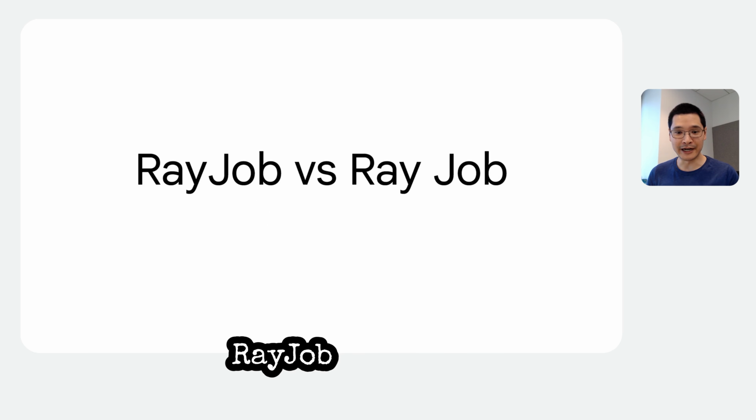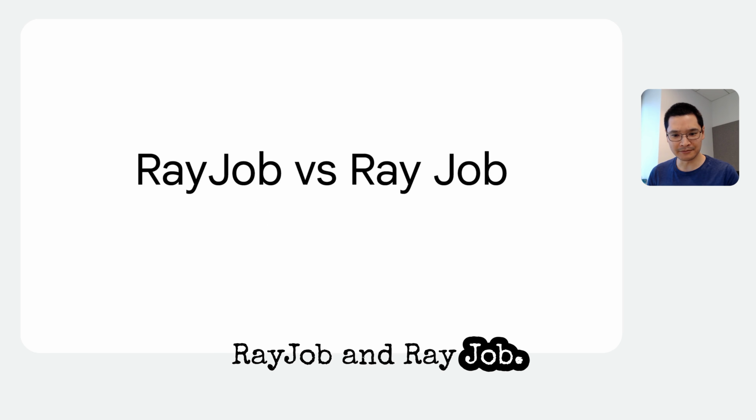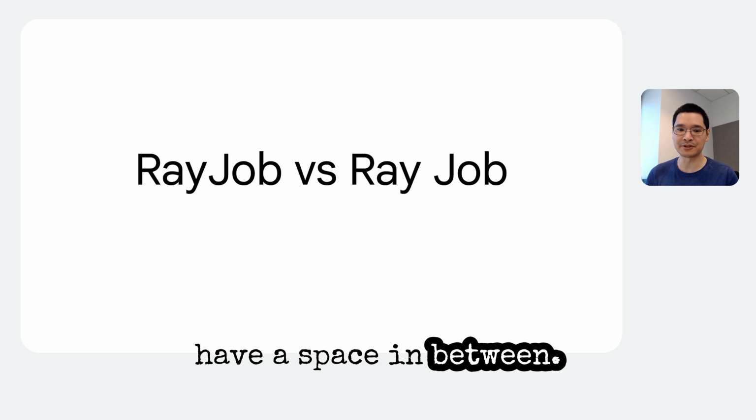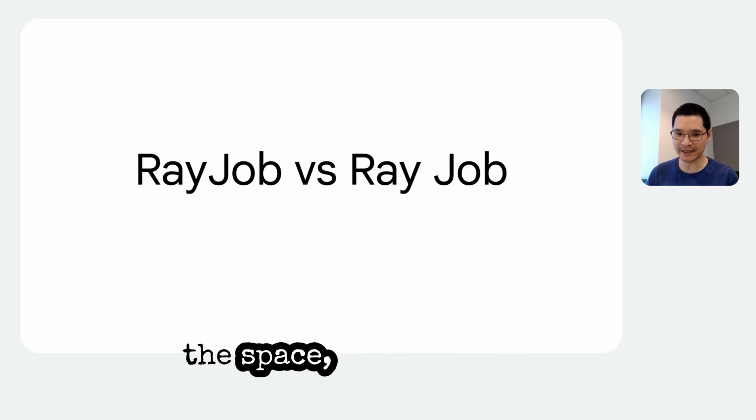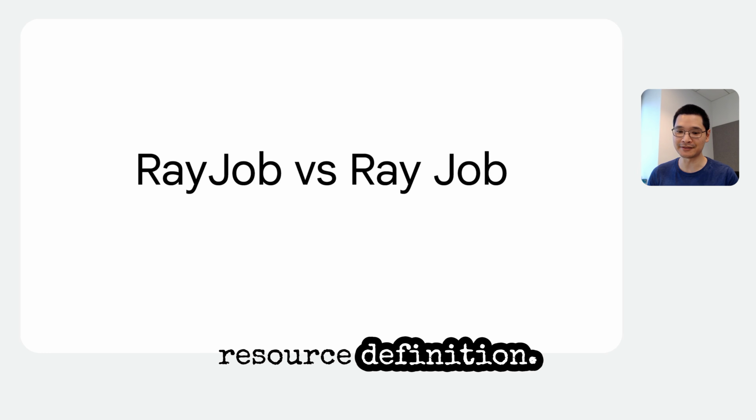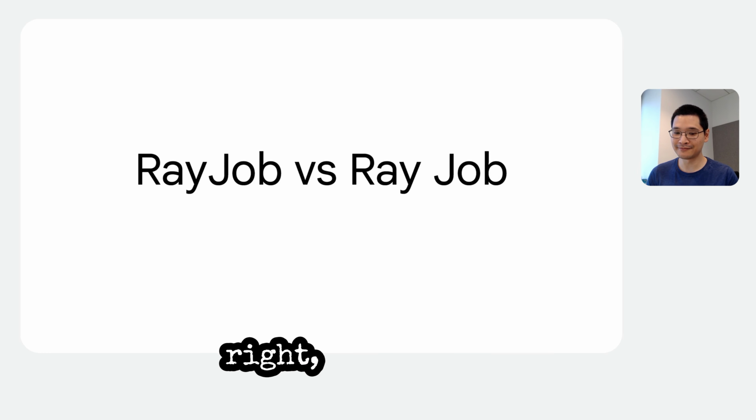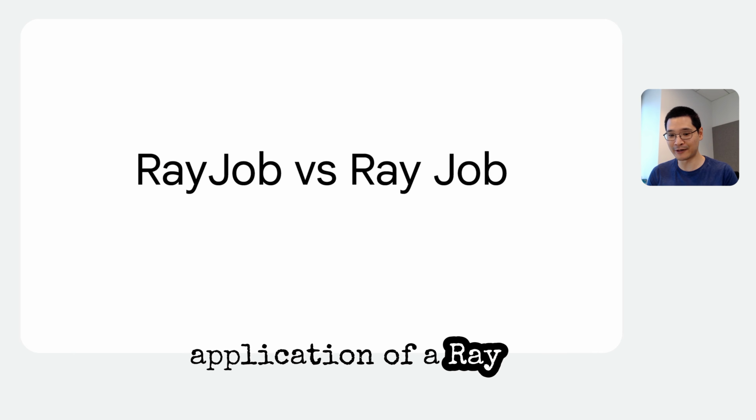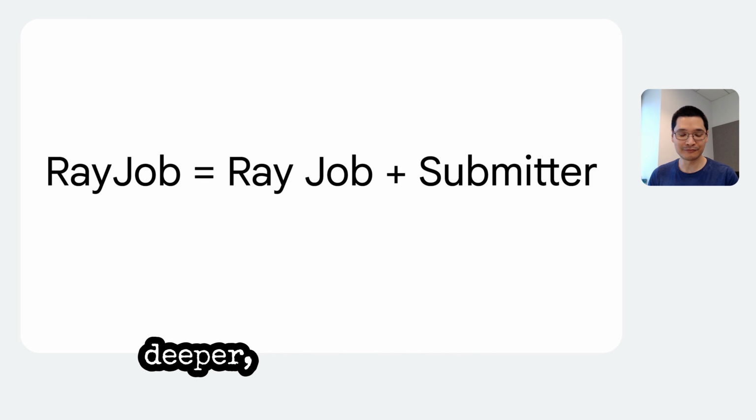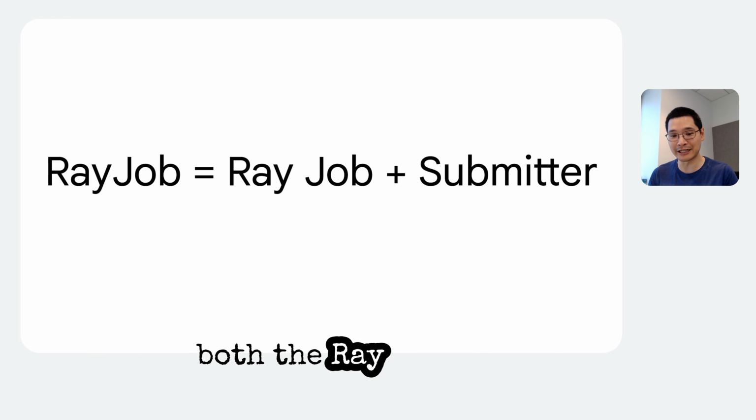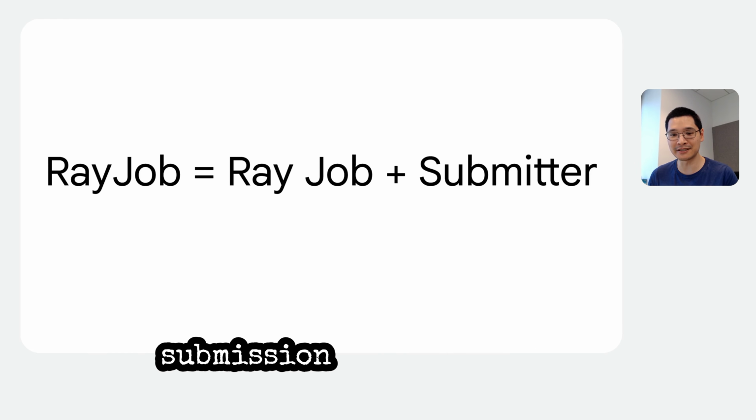So here we have RayJob and Ray Job. One just happens to have a space in between. The one on the left without the space is a Kubernetes resource definition, whereas the one on the right is a packaged application of a Ray job. So when we dig a little bit deeper, we have our Kubernetes resource definition on the left, which is actually an end-to-end packaging of both the RayJob and the submission of the job itself.